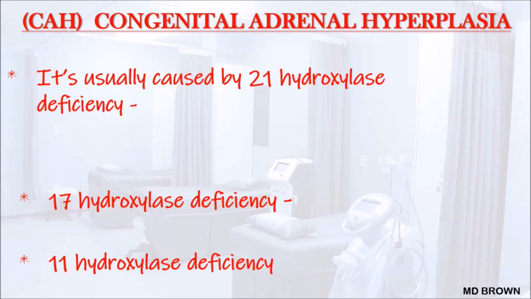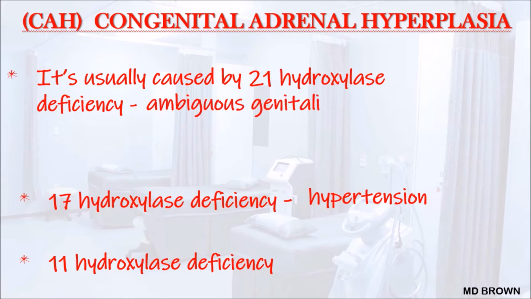In regards to this, you need to pay attention to the numbers. So 21, 17, and 11. Where is the 1 appearing? If the 1 appears in front, for example, in 17 and 11, then it means that there's going to be hypertension. If 1 is at the end, which you can see in 21 and again in 11, it means that there's going to be what we call ambiguous genitalia, which will be as a result of high testosterone being produced. So again, you ask yourself, where is the 1 located?